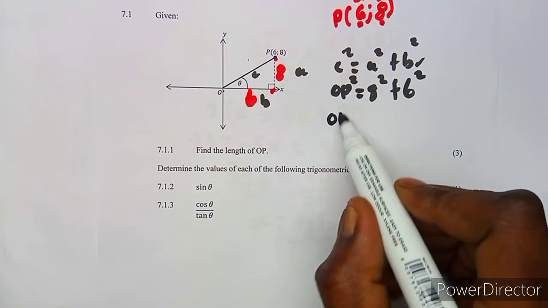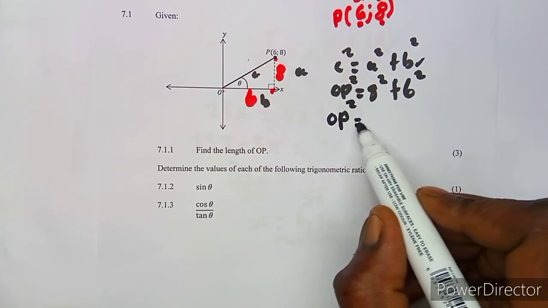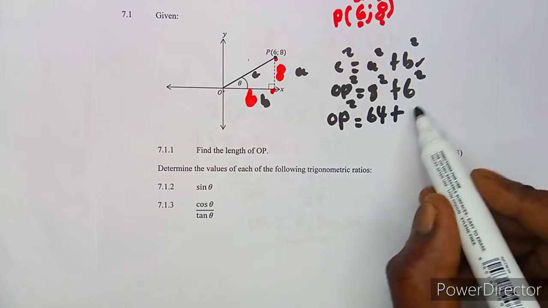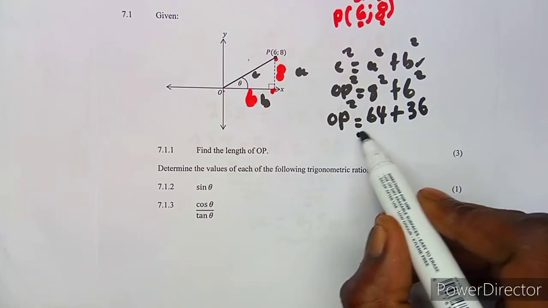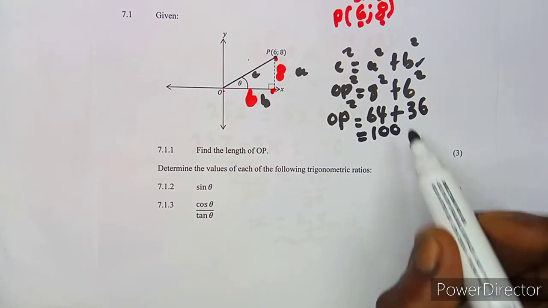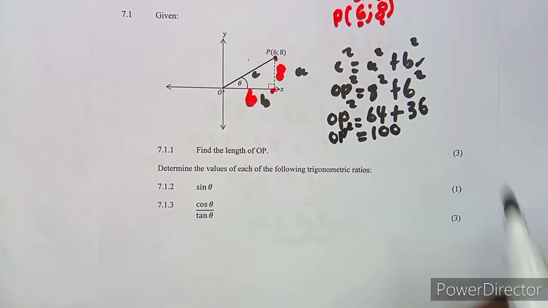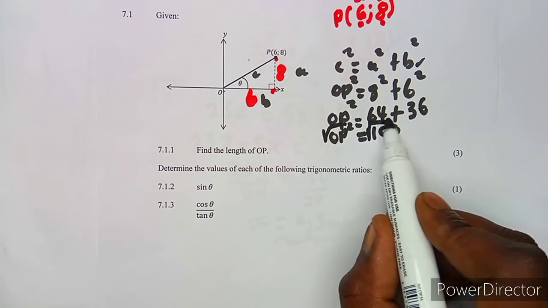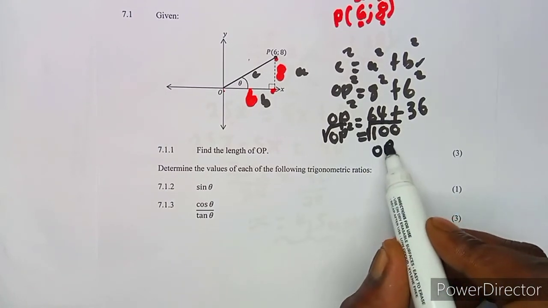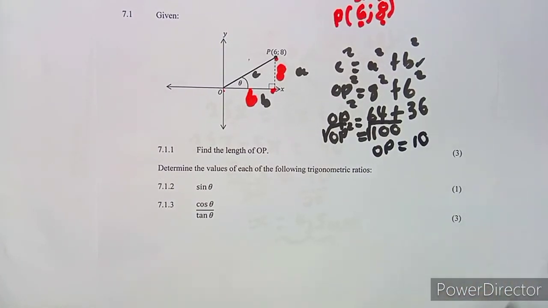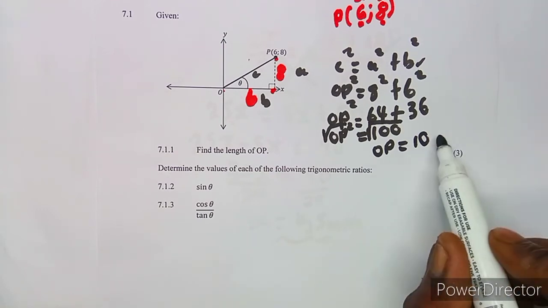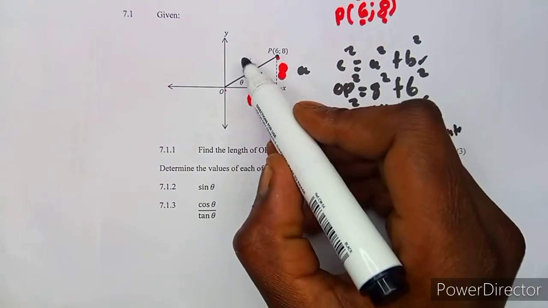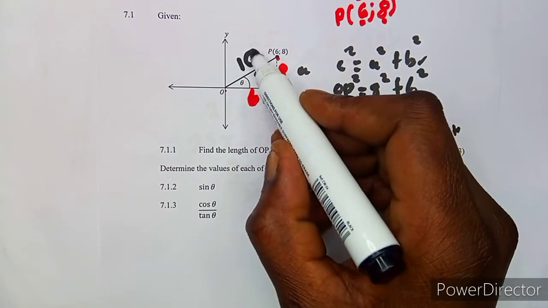So OP squared is going to give us 8 squared, which is 64, plus 36, which is going to give us 100 in this case. But this is OP squared, guys. So to find OP, we have to introduce the square root, which means our OP is going to be 10. This is the length of OP, which is actually 10 units. So here we have a 10 like this.